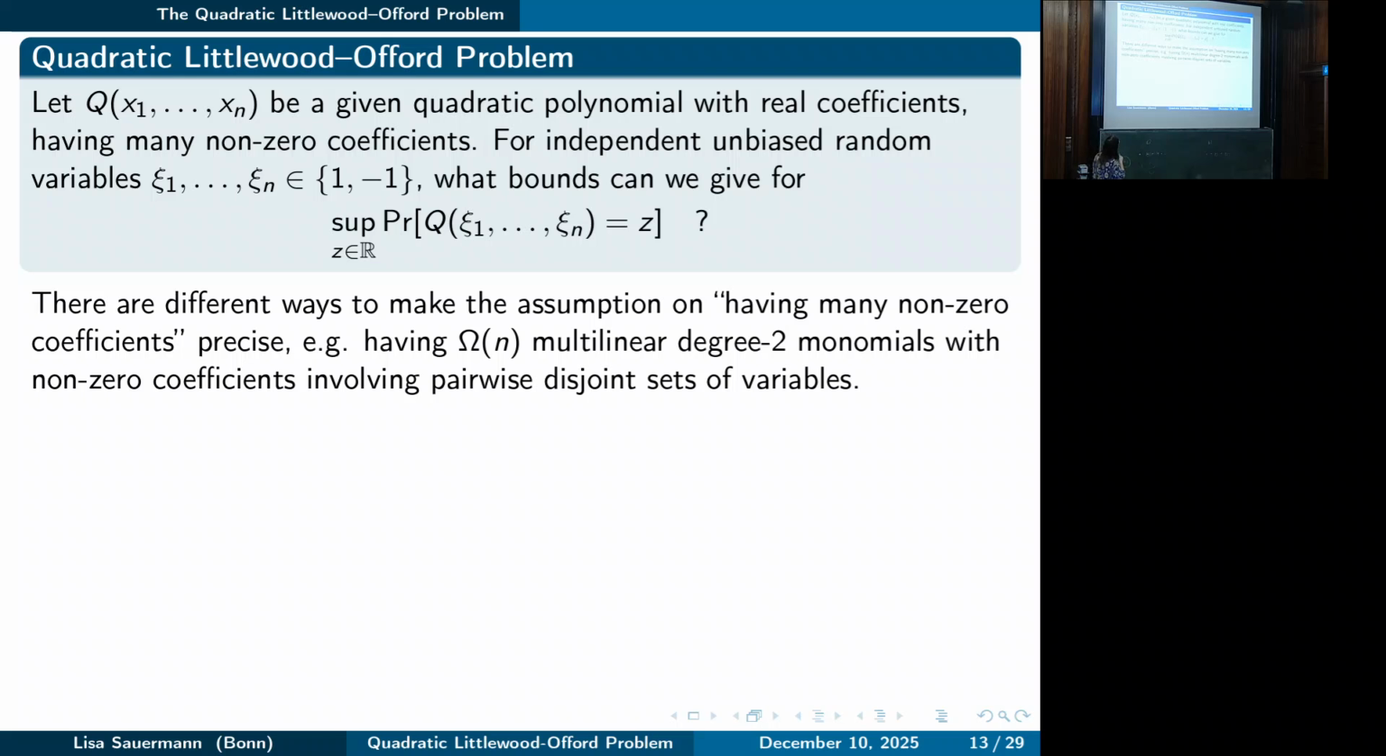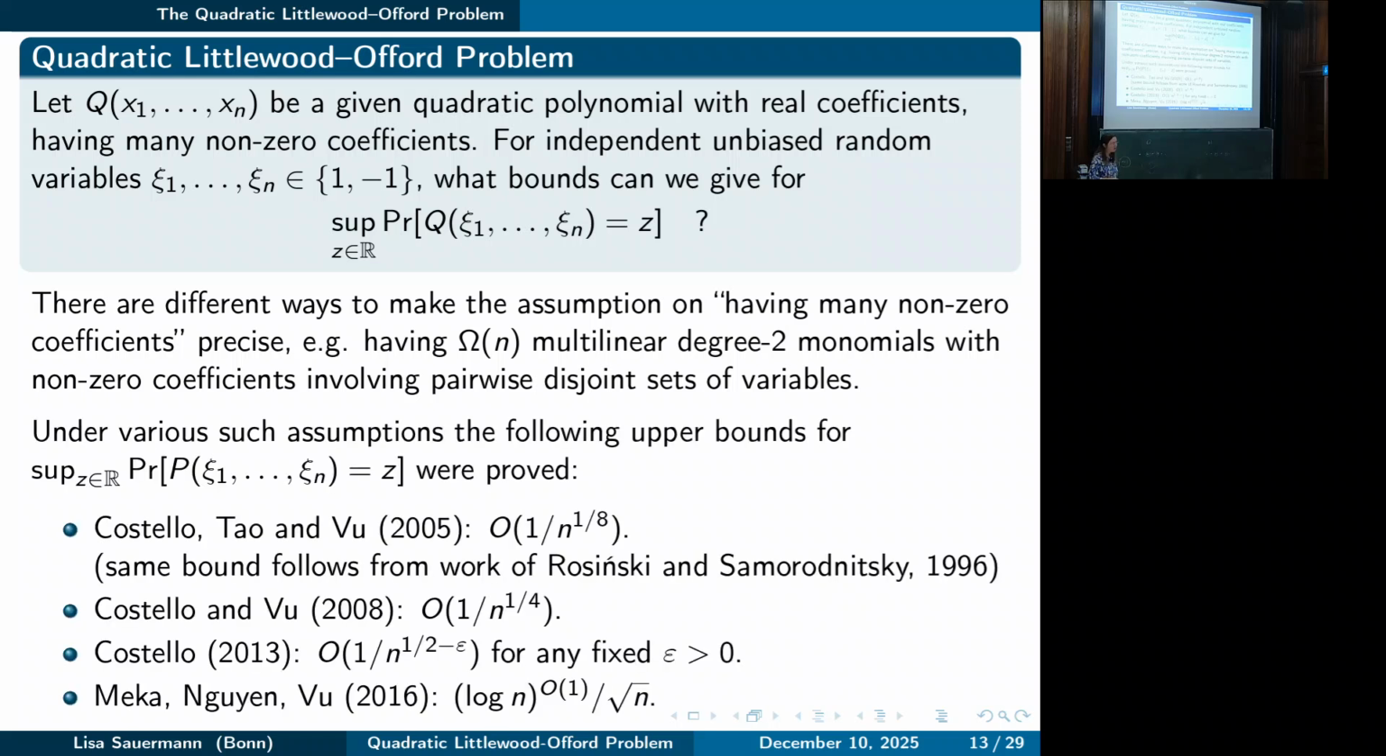Okay, so here's again the problem, and as we just said, there are many different ways we can make this assumption of having many non-zero coefficients precise. For example, we can talk about having linearly in n many of these multilinear degree 2 monomials with non-zero coefficients with pairwise disjoint sets of variables, but there's also this version of having n squared many non-zero coefficients. The different works listed here use different assumptions, but let me not go into detail about which work was under which assumption.